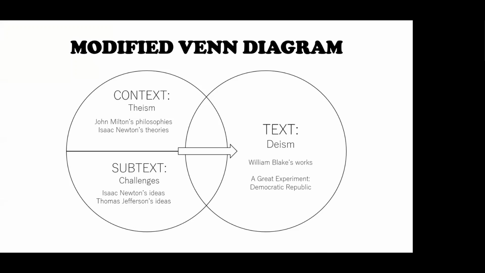So if you're going to put all of this information into our Venn diagram, what we're comparing and contrasting here is theism to deism, right? We're seeing the similarities and differences between these two philosophies and how they play out in the arts. So our context here is theism, right? We would never have deism without it. Deism is a rejection of theism.